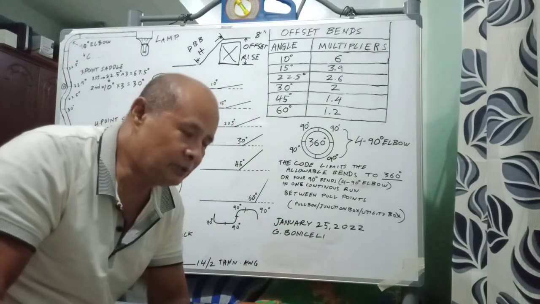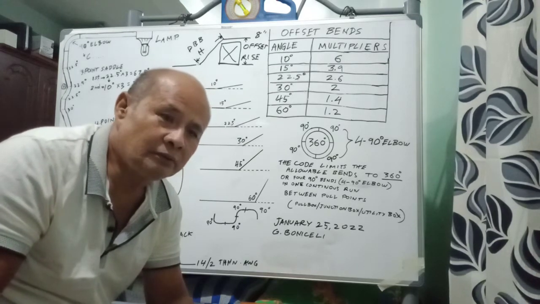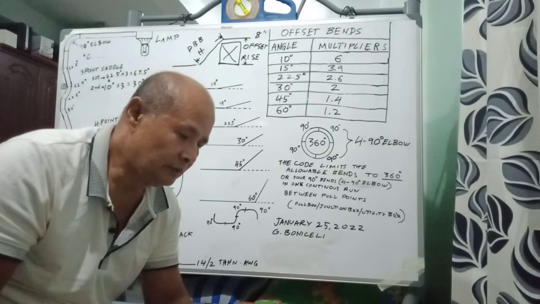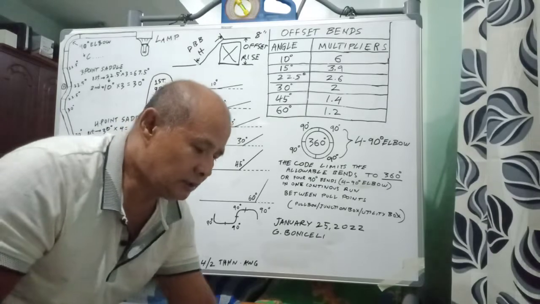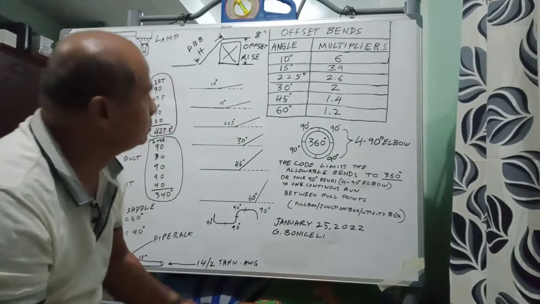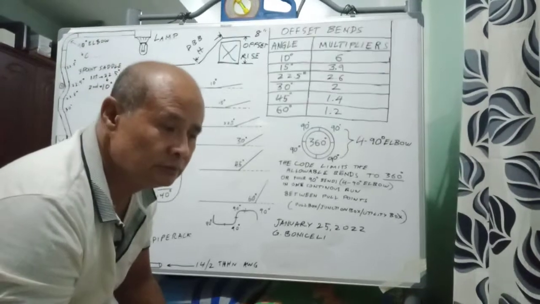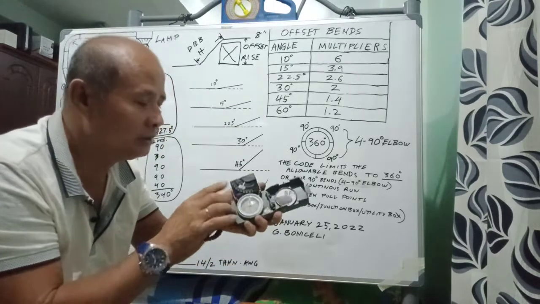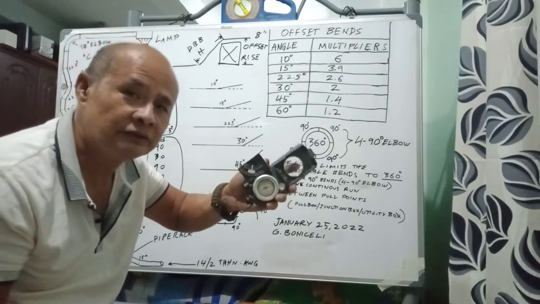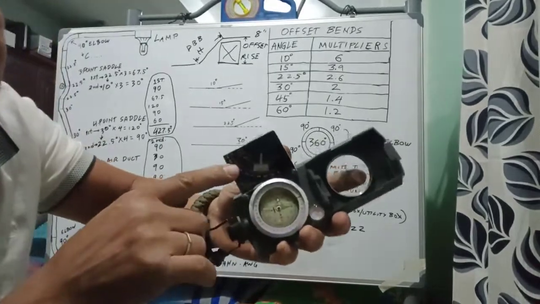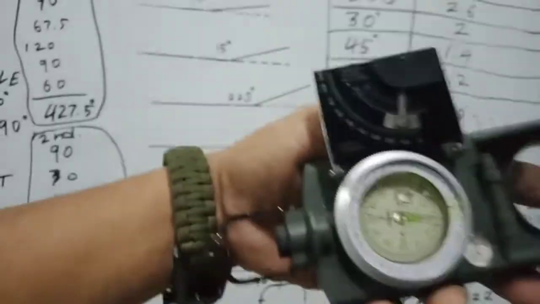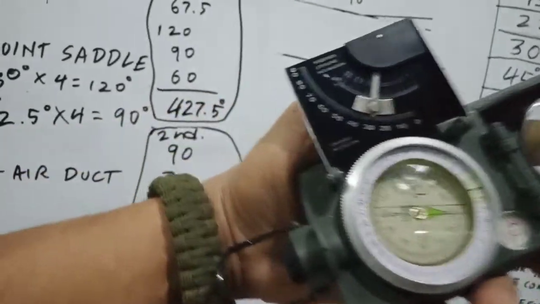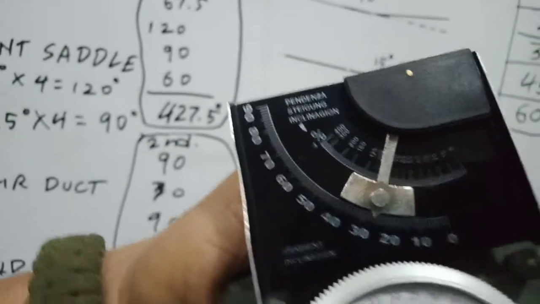But as much as possible, we follow the code limit regarding the allowable bends. Regarding the angles, if you have a compass like this, it also has an inclinometer. See this? You can see this moving part, no? It has an inclinometer. Maybe you can read, no?